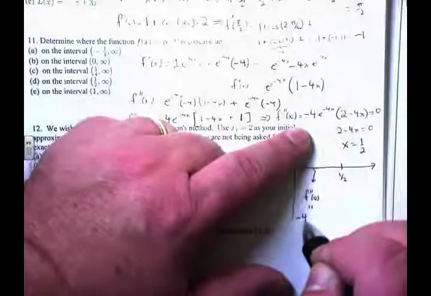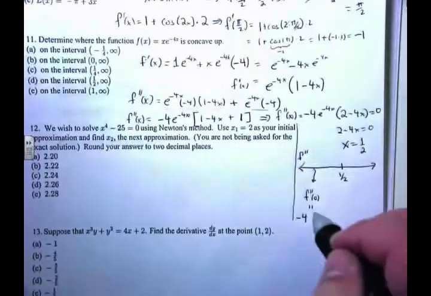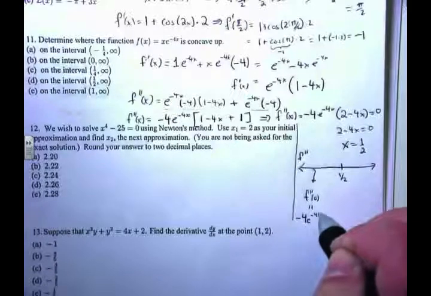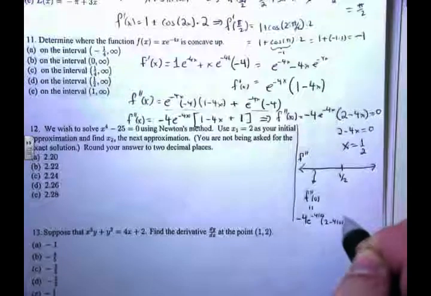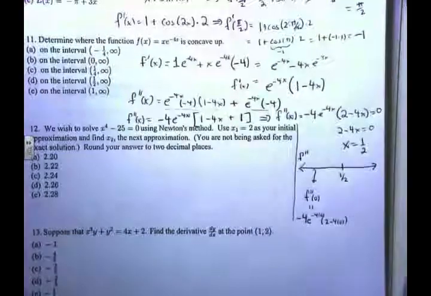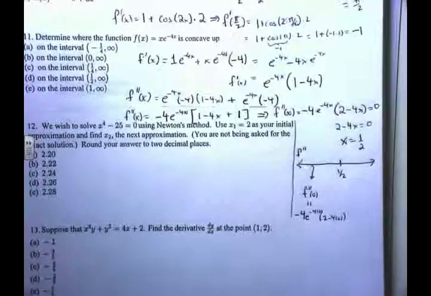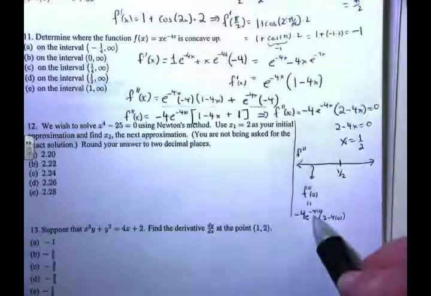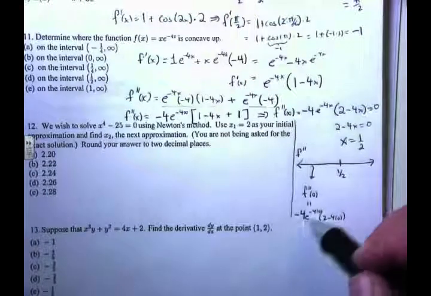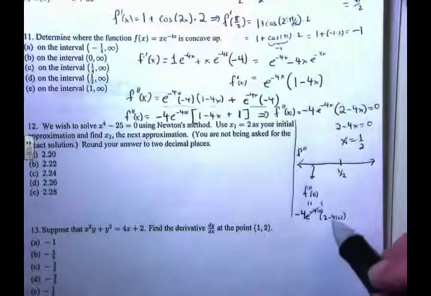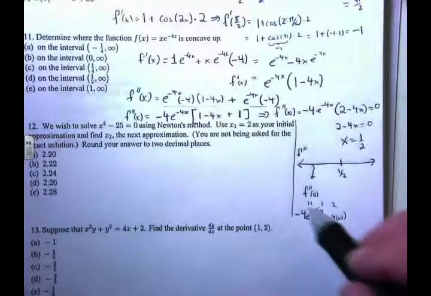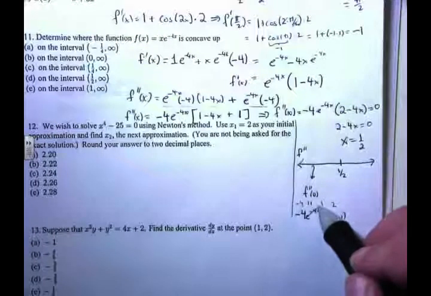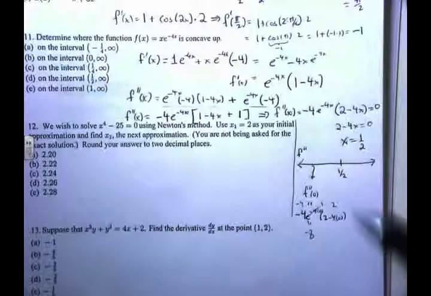This would be negative 4 e to the negative 4 times 0 times 2 minus 4 times 0. But remember, I'm sure I can use the calculator at some point, but I don't think I still need a calculator on this. Negative 4 times 0 is 0. E to the 0 is 1. 4 times 0 is 0. 2 minus 0 is 2. Negative 4 times 1 times 2 is negative 8.